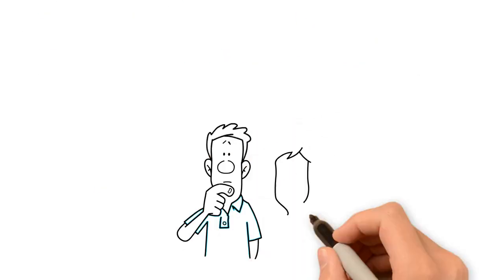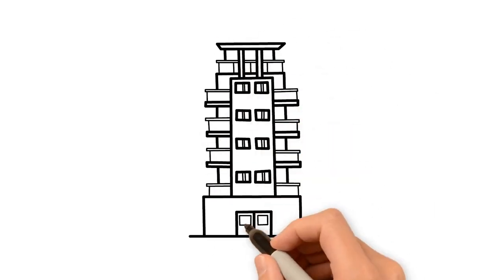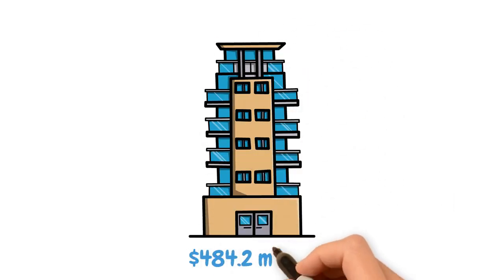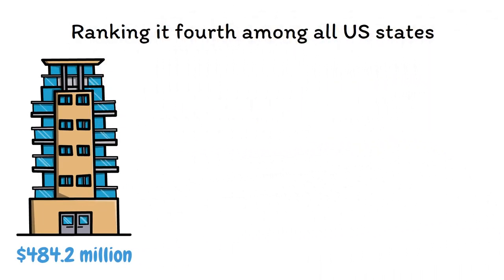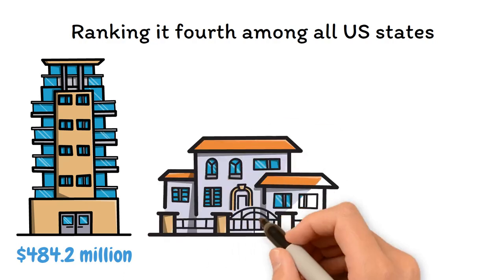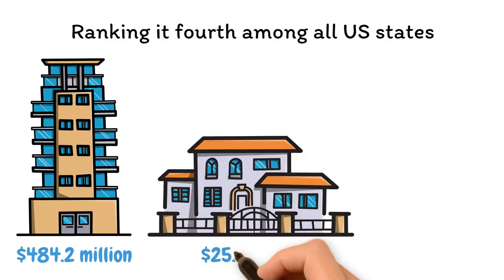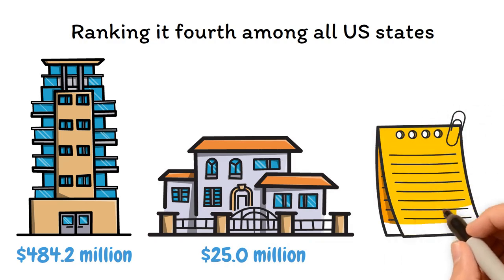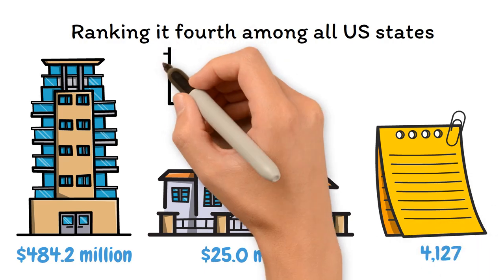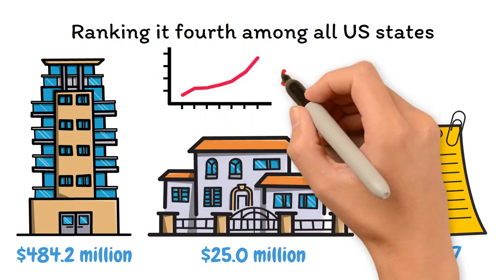What can construction trends tell you about the economy of a state? Non-residential construction in New Hampshire was $484.2 million in 2022, ranking at fourth among all U.S. states. In 2022, residential construction will cost $25 million, ranking New Hampshire 35th in the United States. In New Hampshire, the number of building permits issued in 2022 was 4,127, showing a 5% yearly growth rate between 2017 and 2022.